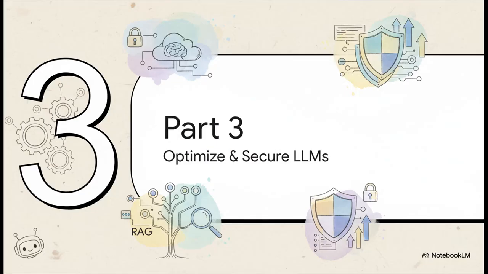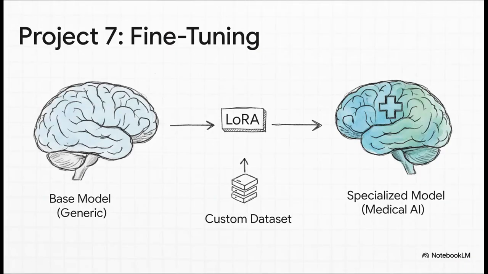All right, for our final section, we're talking about the skills that separate the pros from the hobbyists: model optimization and security. This is about taking a generic LLM and making it specialized, efficient, and most importantly, safe for the real world. Project 7 is all about fine-tuning.